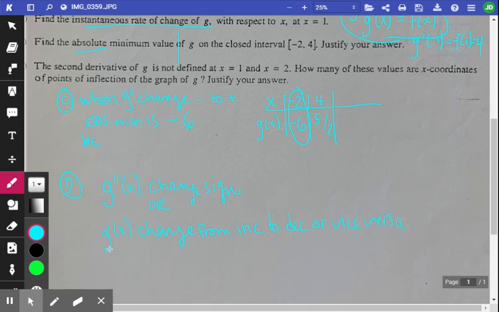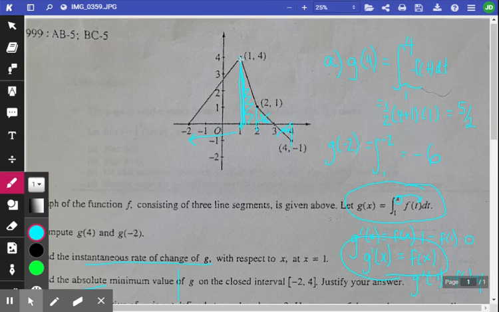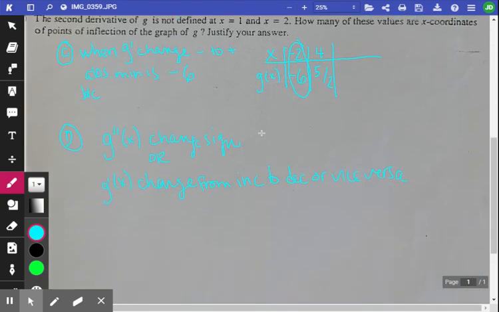So let's go up. Well, g prime is the same as f, right? So the graph up above is the same thing as g prime. So does g prime ever change from increasing to decreasing? Yeah, right here. So g prime changes from increasing to decreasing here at 1, not here. Yeah, I have a sharp turn, but I decrease the whole time. So this happens at x equals 1, which is therefore my point of inflection. Yay, there's the problem.